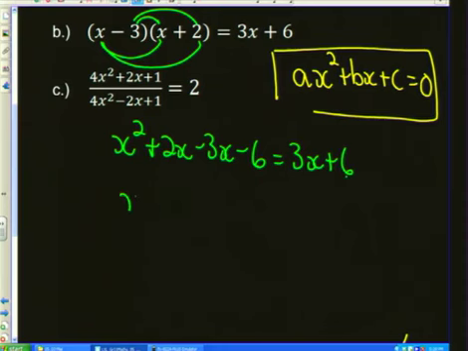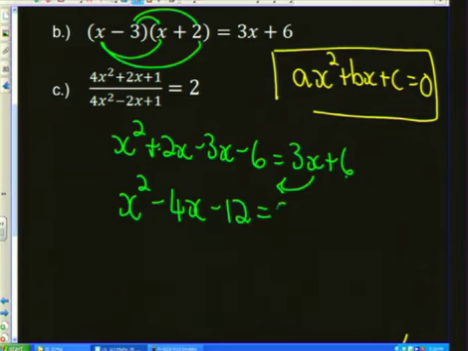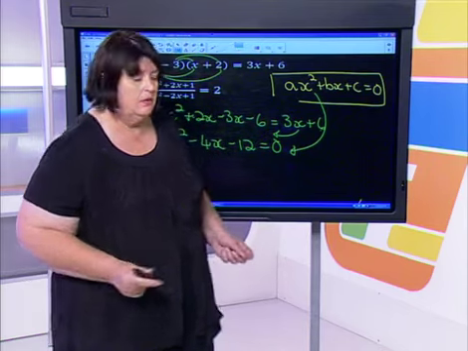Now remember, the idea is to get everything on one side, so let's leave the x squared there. Let's bring that over, and it was a plus 3x, so it's going to come over as a minus 3x. So I have 2, minus 3 is minus 1, minus another 3 is minus 4. And over here I've got minus 6, and I'm going to bring that minus 6 over, so it's minus 12 equals 0. So now I've got it in that form, which is good news, because the next thing I'm going to do is work out my discriminant or my delta value.